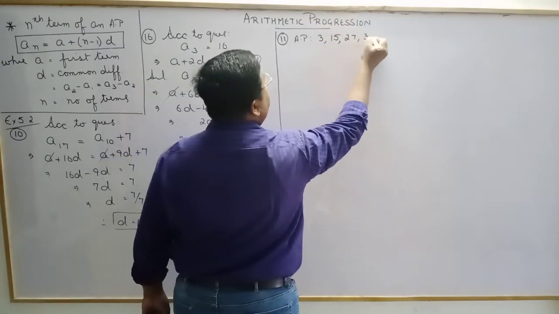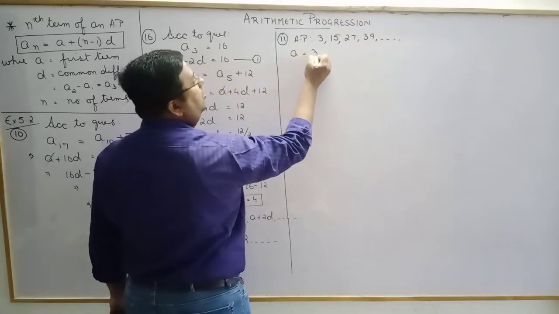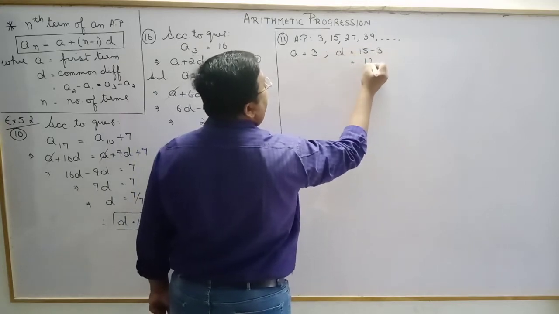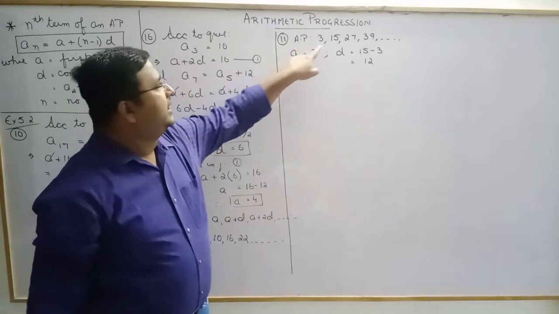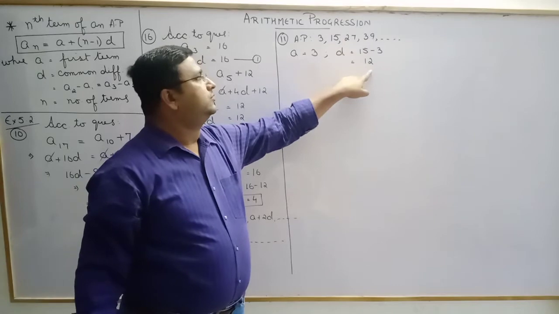3, 15, 27, 39 and so on. So how much is A from here? A is equal to 3. D is equal to 15 minus 3, that is 12. We have A, the first term, and D, the common difference. 27 minus 15 is 12, 39 minus 27 is 12, and so on.